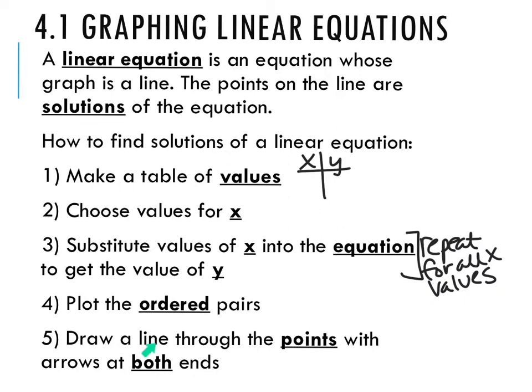And finally, you're going to draw a line through the points and put arrows at both ends, because even though we are just picking 4 X values and we only have 4 ordered pairs, this line can go on and on and on forever. So I could pick any X value, plug it into the equation, and I'm going to get out some kind of solution or answer. So I could make my line really, really long if I wanted to, infinitely long actually.